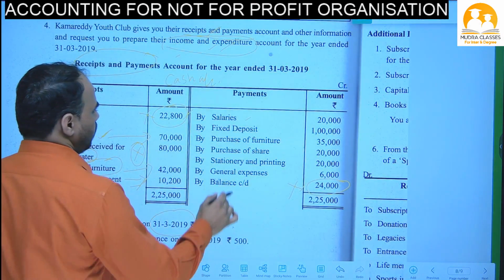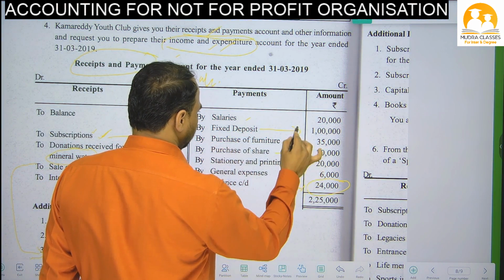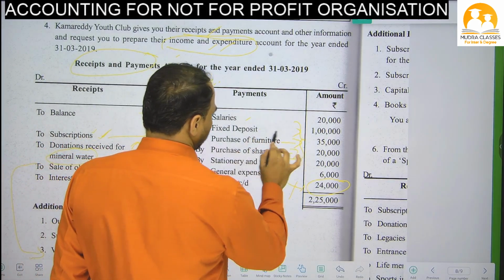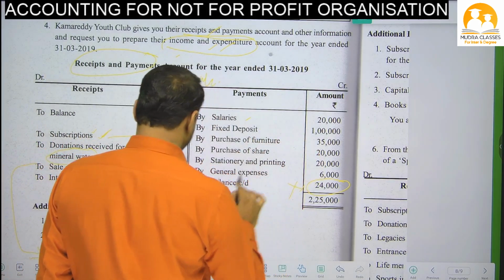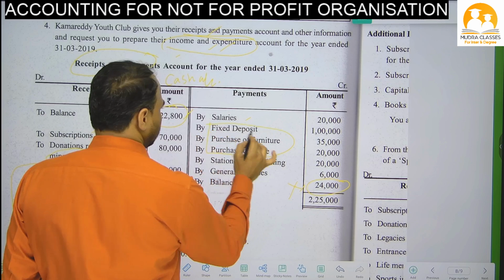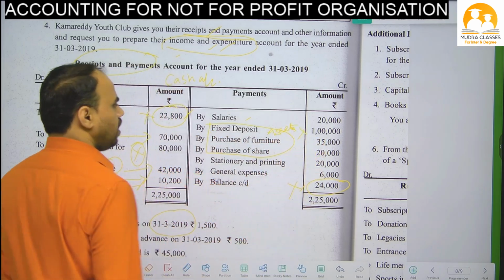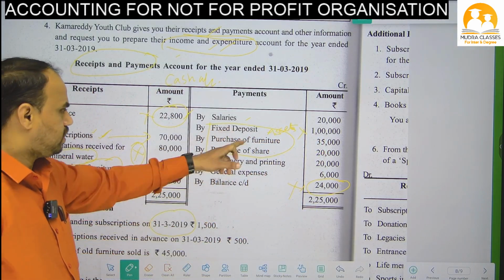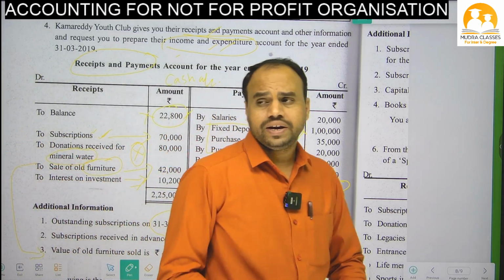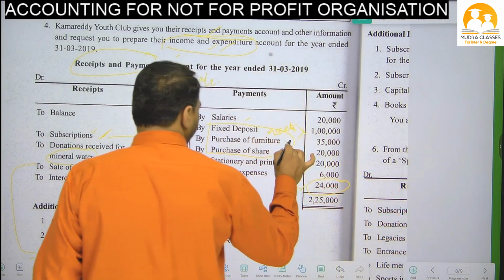Next one, fixed deposit is an asset, purchase of furniture is an asset, purchase of share is an asset. These three are assets, so we will not write them, beta. Remember, which three are assets? See, these three are assets, so we will not write them in the answer. Already I told you, in the income and expenditure account we will not write any asset, so leave these three.